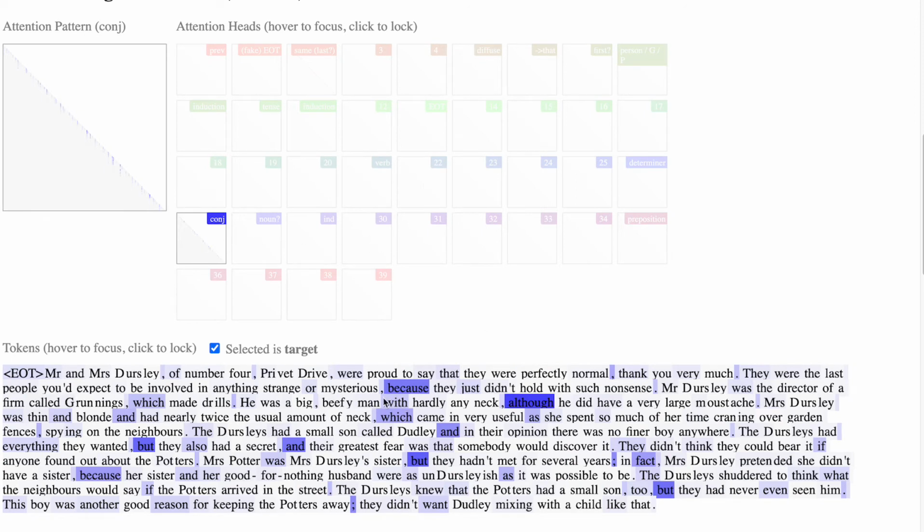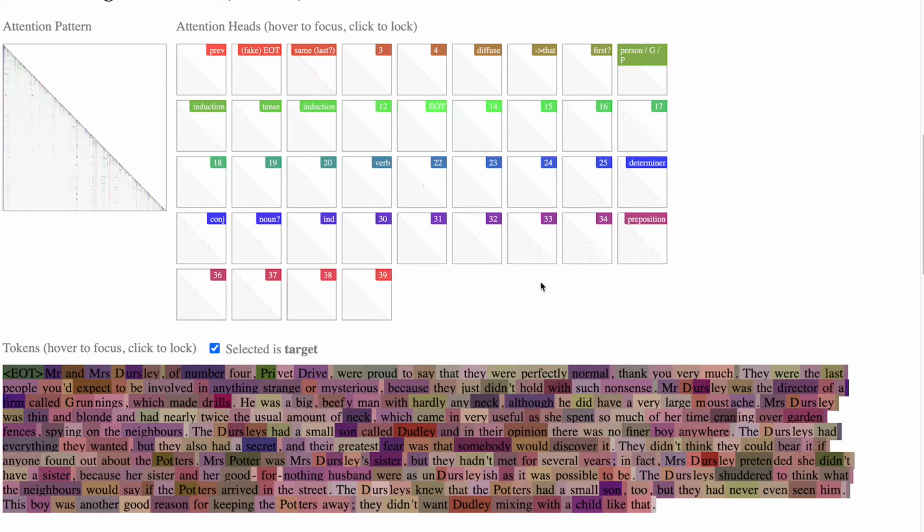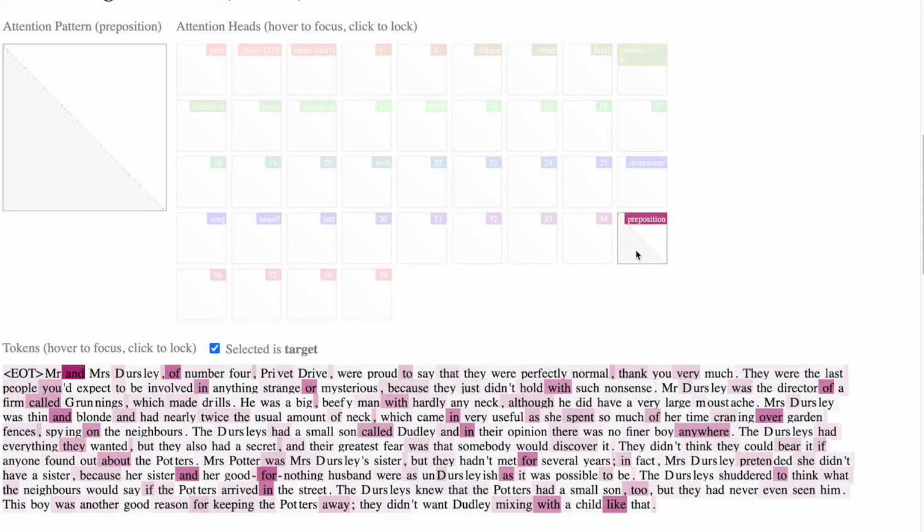Conjunctions, we have because, although, but, and. I guess in some ways a semicolon is a little bit similar to a conjunction, joining together two clauses, and which. Nouns, that maybe is a little bit of a noun component. Prepositions here: in, for, maybe some things that are not quite that mixed in as well.